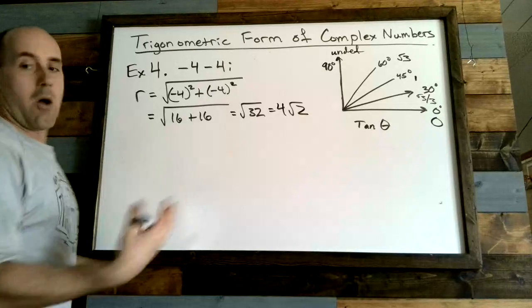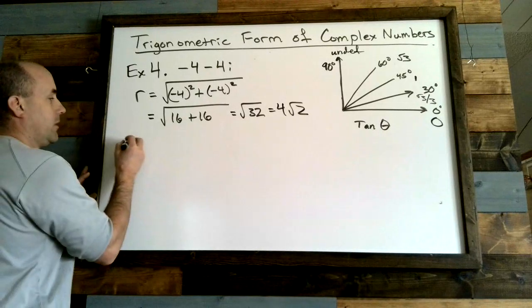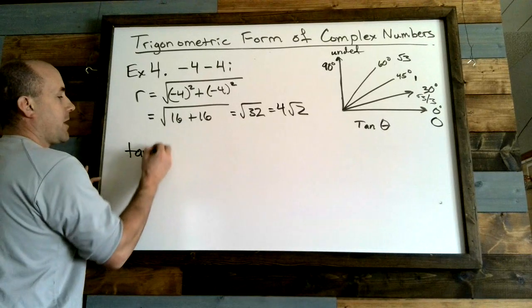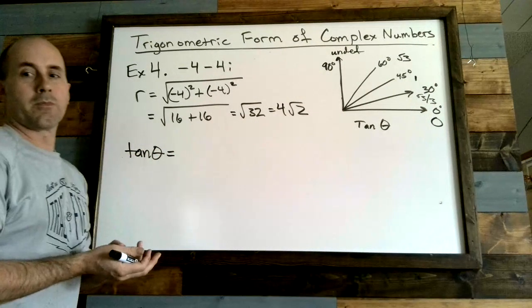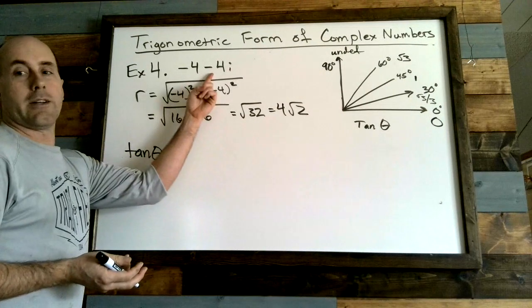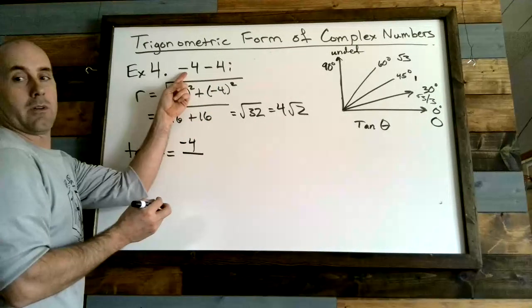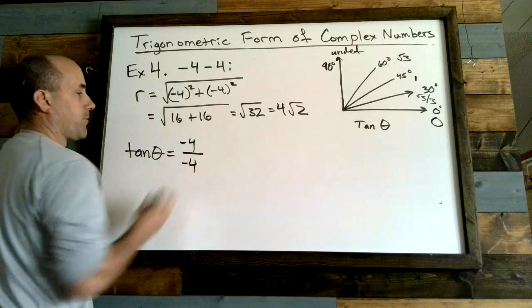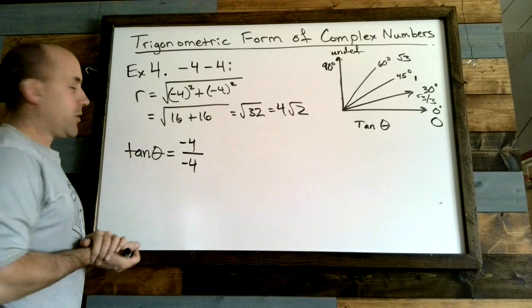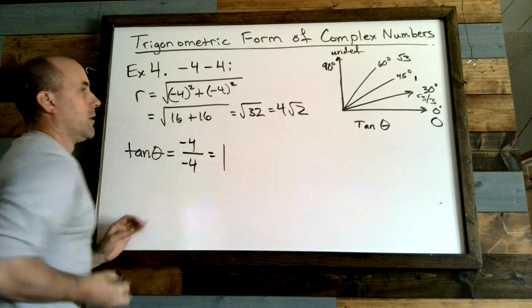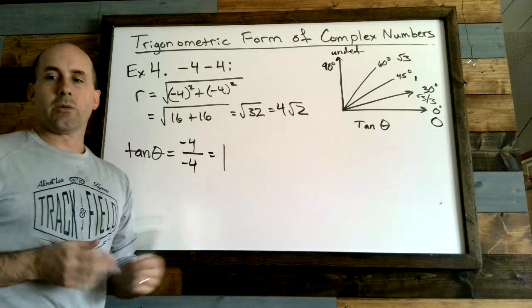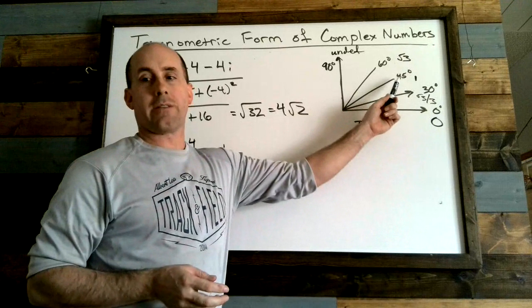Okay? Now I want to figure out theta. Tangent of theta is equal to, we take negative 4, our b value, divided by our a value, negative 4. And when you do that, you get 1. Well, where is tangent equal to 1? Well, you can tell right here it's at a 45-degree angle.